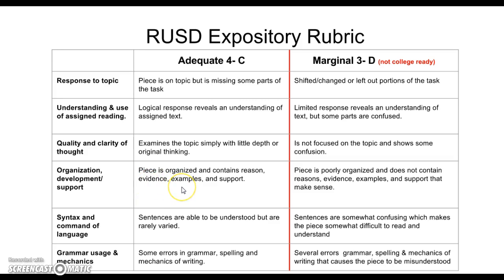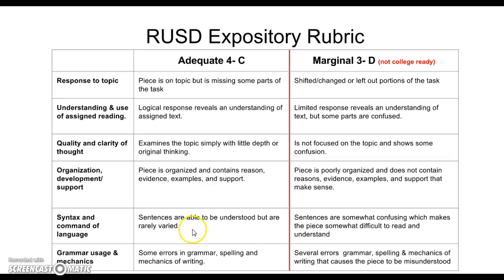Organization and development. A piece is organized and contains reasons, evidence, examples, and support. Again, remember we talked about writing in the order that you present your points in the thesis statement. Remember the activity we did on the board a few weeks ago where you put the essay in order, because of the order that things were presented in the thesis statement. So that's what we're talking about here. If you had a 3, the piece is poorly organized and doesn't contain reasons, evidence, examples, and support that make any sense. We've seen a lot of this going on here.